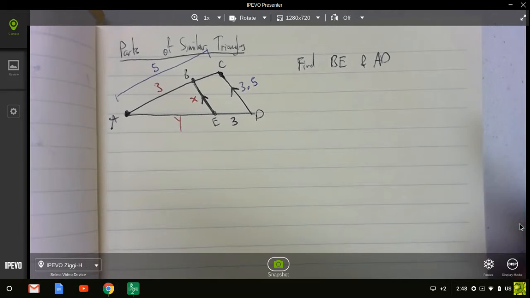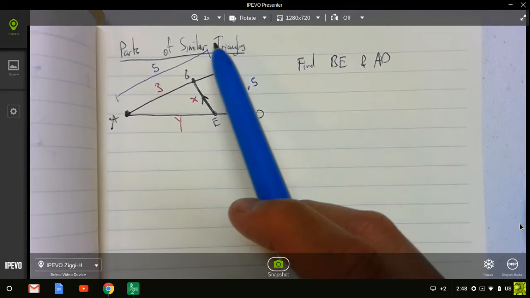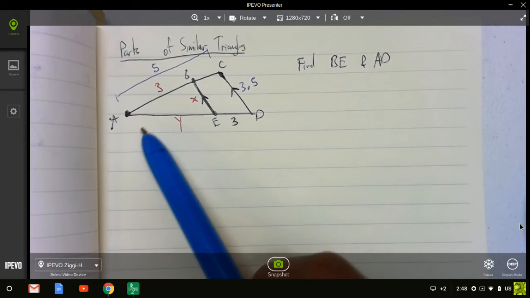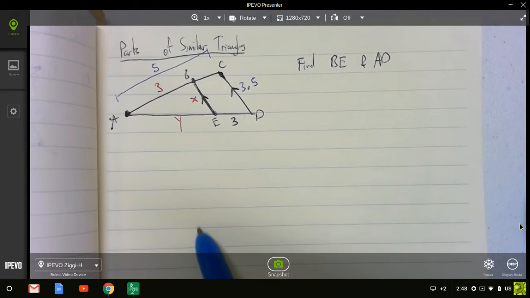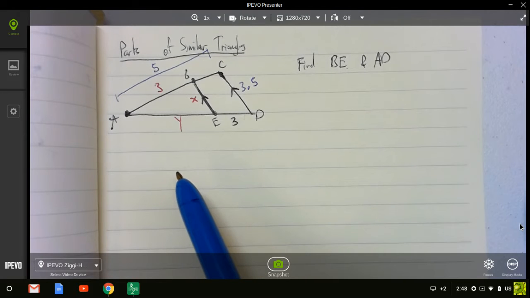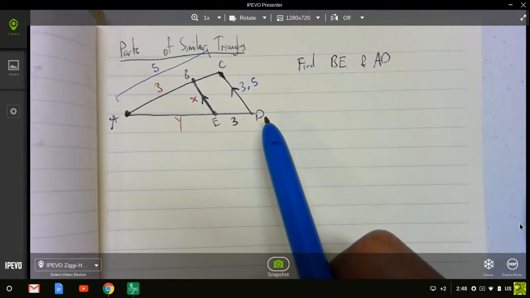So I'm going to go through a problem. This section is aptly called the parts of similar triangles. There are two triangles embedded in here. If you can see it, it's kind of color coded. So why don't you take a minute to actually copy this down. You can pause it really quick just to copy this down, and there's a task here to find B and E. You can actually also work on this if you want with a partner on a whiteboard.